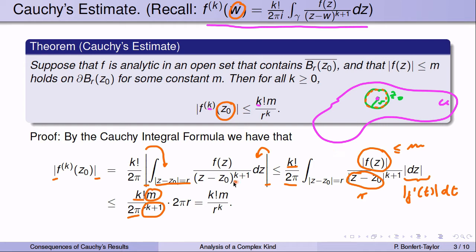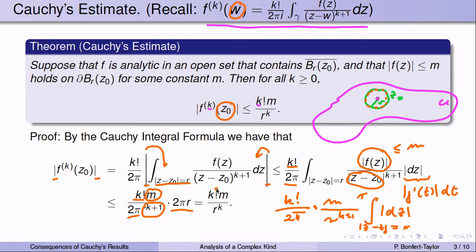And what I'm left with after doing all that would be k factorial divided by 2 pi times m, that's my estimate for f, over r to the k plus 1, times the integral over z minus z0 equals r, absolute value of dz. I've pulled the rest out of the integral. However, the integral that I look at right here, that's the length of the curve gamma. The curve gamma is the circle of radius r centered at z0. The length of that's 2 pi r, and that's what you see right here.